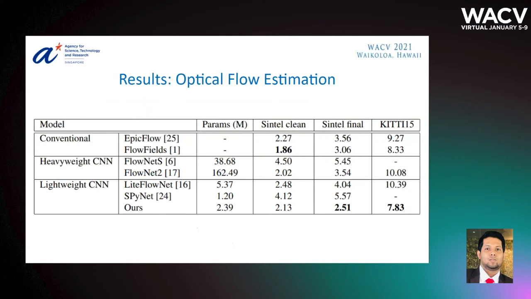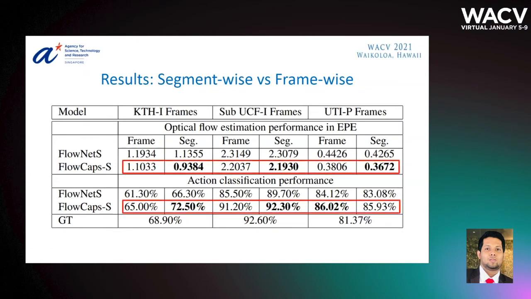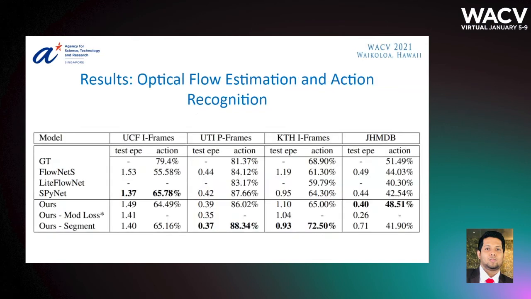Let's have a look at the performance of the proposed FlowCaps model. For most benchmark optical flow estimation datasets, we can observe a clear improvement with FlowCaps compared to other state-of-the-art optical flow estimation approaches. The segment-wise model outperformed the frame-wise model across all the datasets, indicating the advantage of our capsule encoder and better exploitation of contextual motion information. Here, we present our performance for several benchmark action recognition datasets.